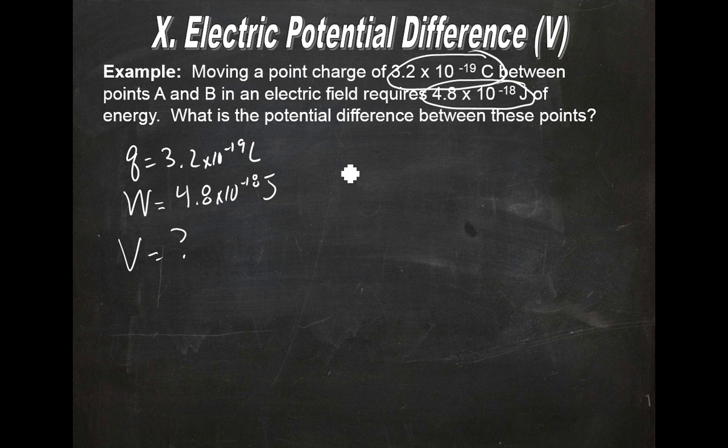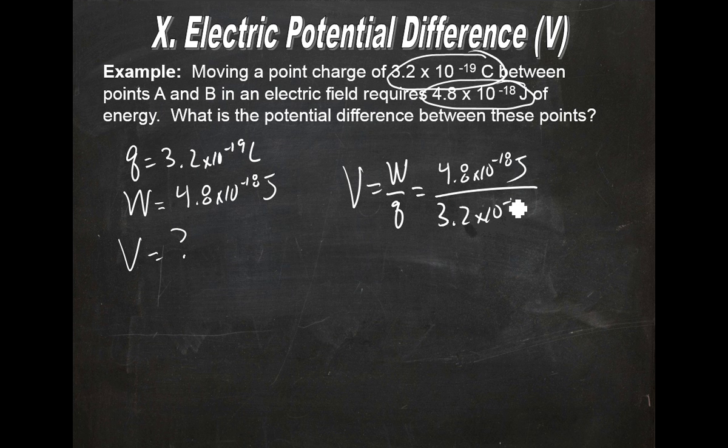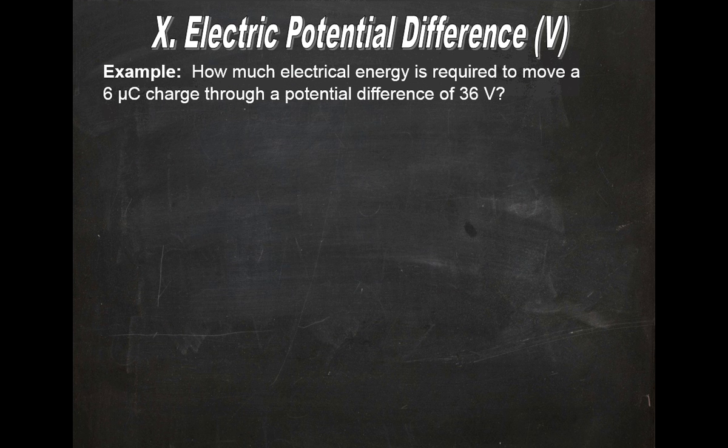So our equation is just W divided by Q, where W is 4.8 times 10 to the negative 18 joules, and Q is 3.2 times 10 to the negative 19 coulombs. Do the math there, it just turns out to be 15 volts. Look at the next one.